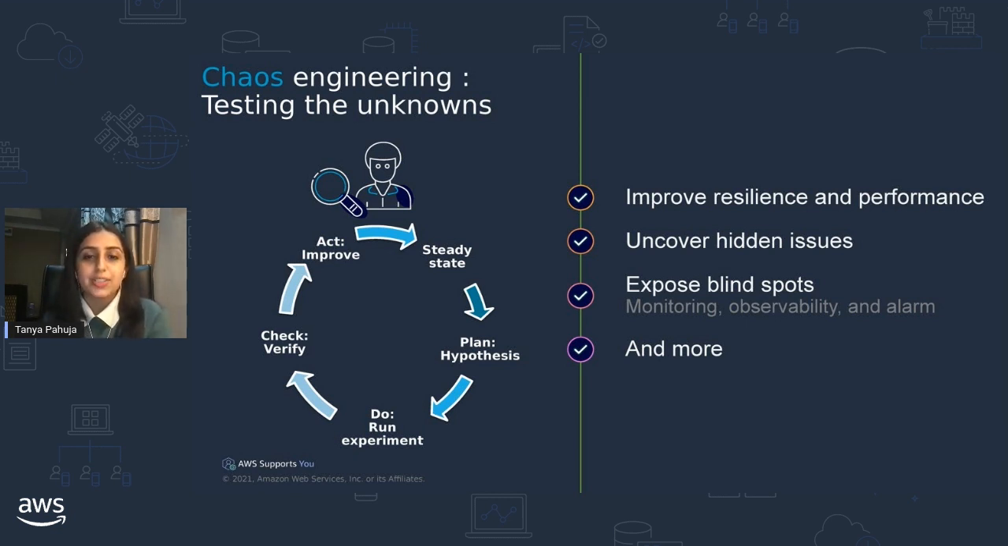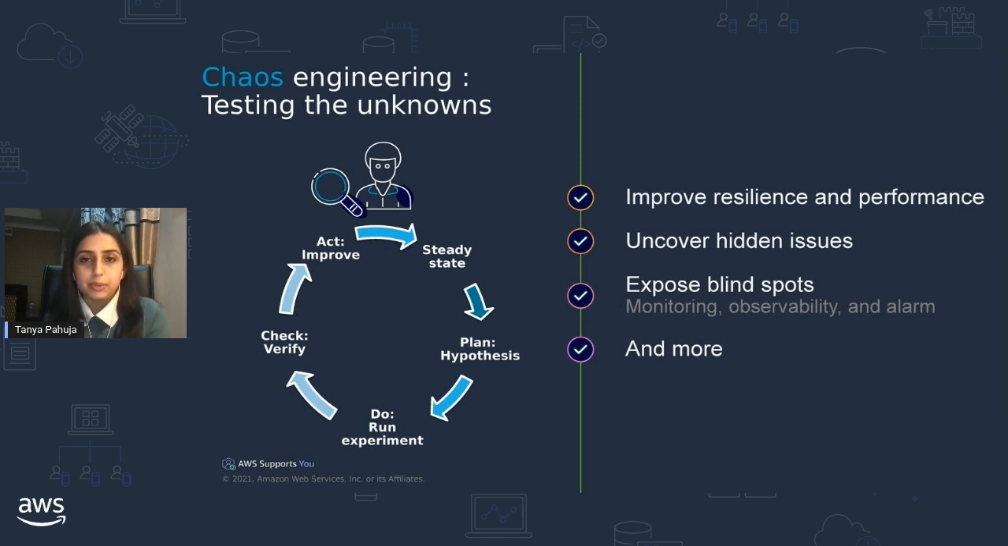So, chaos engineering lets you compare what you think will happen to what actually happens in your systems. By that I mean you literally break things on purpose to learn how to build more resilient systems. You can think of it as a preventive measure to avoid larger compounding issues down the road. Now, testing the unknowns, the end goal here in this slide is to improve the resilience and performance of the application and also uncover hidden issues that expose blind spots.